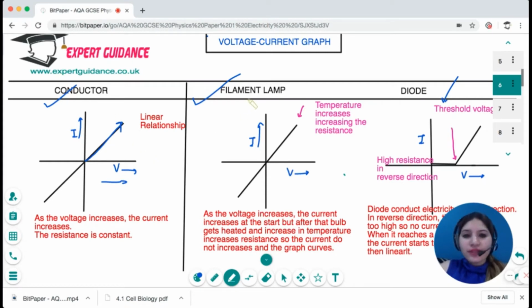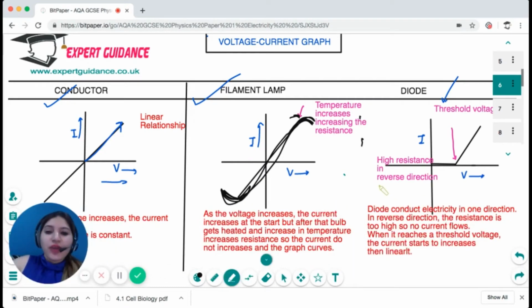Now, for the filament lamp, it shows a linear relationship at the start, but after that, with further increase in voltage, the graph curves up like this. So as the voltage increases, the current increases at the start, but after the bulb gets heated, an increase in temperature increases the resistance, so the current does not increase as much with the increase in voltage, and the graph curves. As opposed to a conductor where there's a linear relationship. Okay, so I hope you are clear with this shape and how you need to explain this shape.